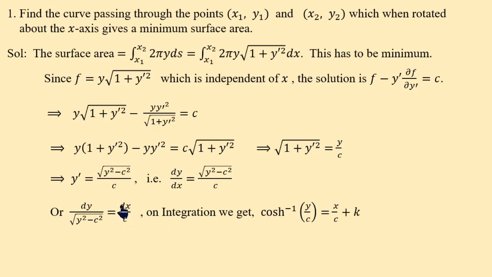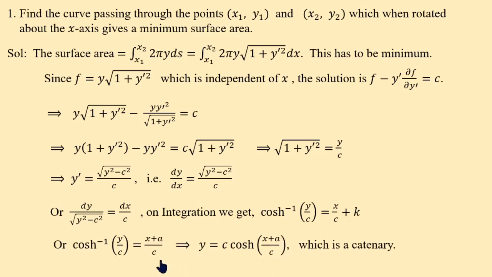Now integral of 1 is x by c plus k, that is the integrating constant. If I take the common denominator here, I am going to write c into k is some a, so x plus a by c, that is cosh of x plus a by c, is nothing but y by c. Therefore y equal to c into cosh of x plus a by c, and this is nothing but catenary. Catenary is nothing but a hanging chain problem also.